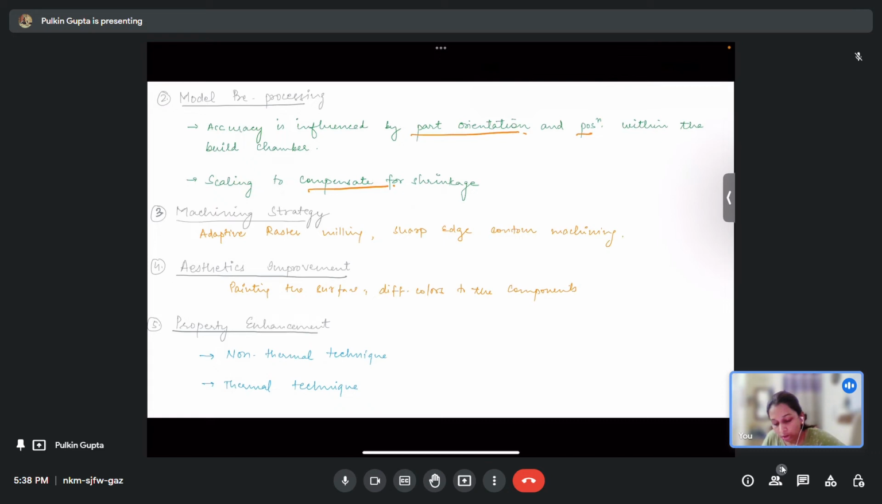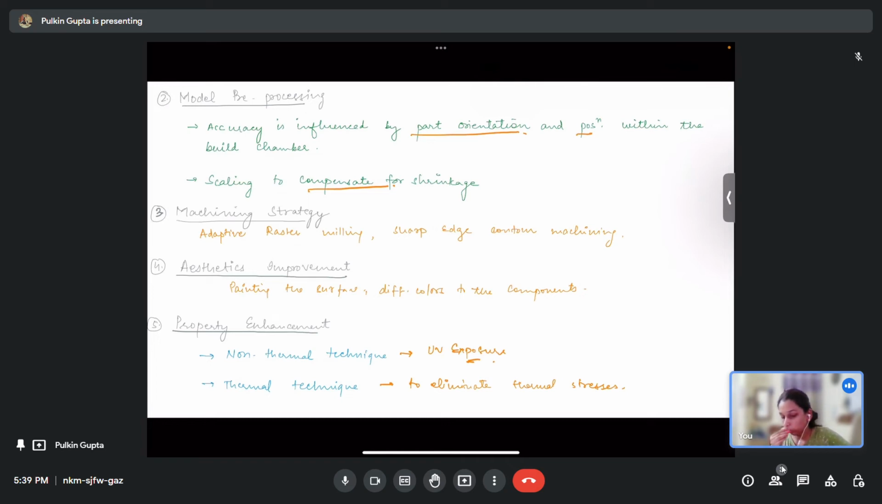So for non-thermal techniques, maybe you can use UV exposure in case of photopolymerization reaction, and longer exposure to UV will strengthen the component and give you better mechanical properties. And then there are thermal techniques to eliminate residual stresses and further enhance the properties.